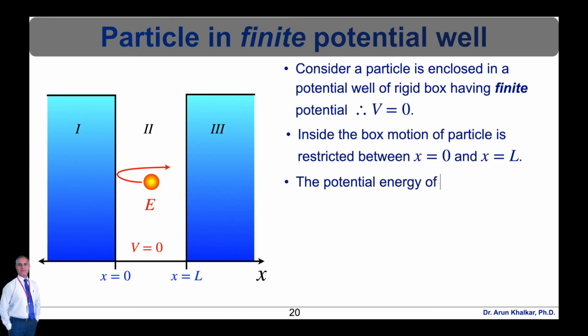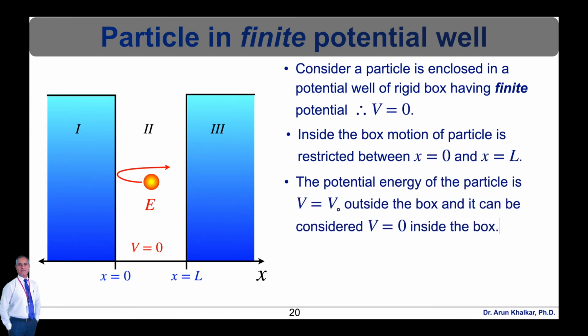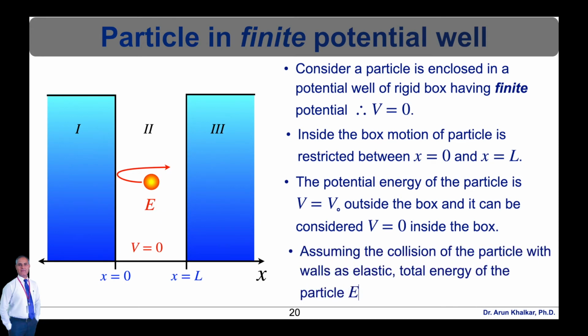The potential energy of the particle is V equal to V0 outside the box, and it can be considered V equal to 0 inside the box. Therefore, assuming the collision of the particle with walls as elastic, total energy of the particle, capital E, can exceed V0. The following conclusions can be drawn by solving Schrödinger's equation for finite potential well.